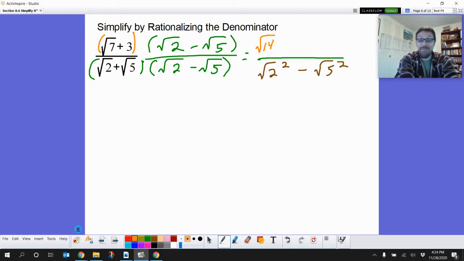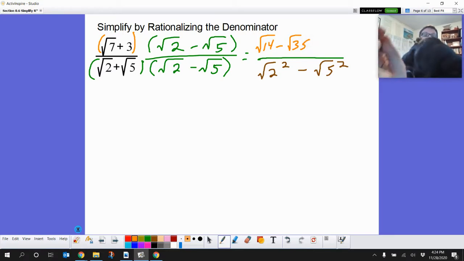So that's our first. Then we do our outsides. So that's minus the square root of 35. And then we've got the square root of 2 times 3.